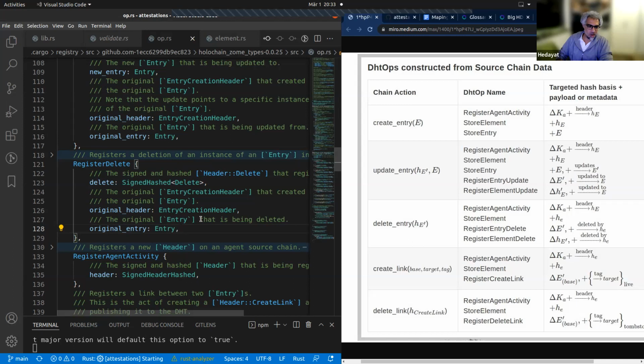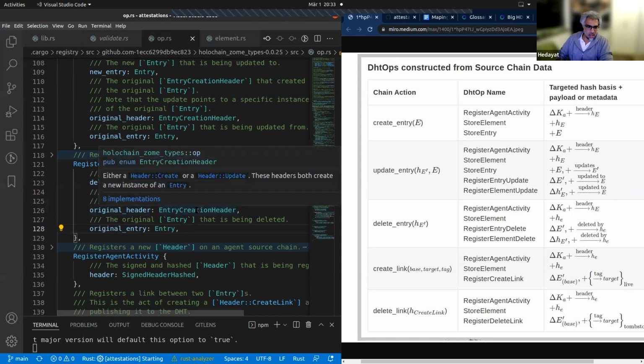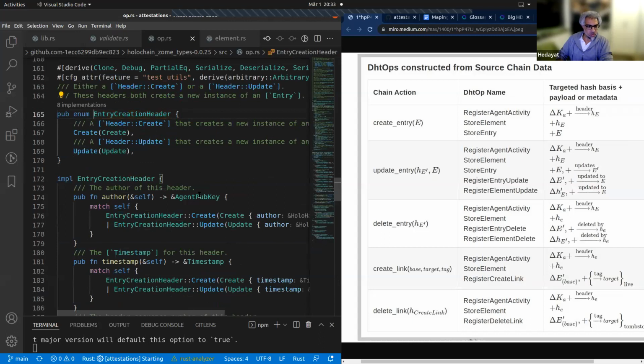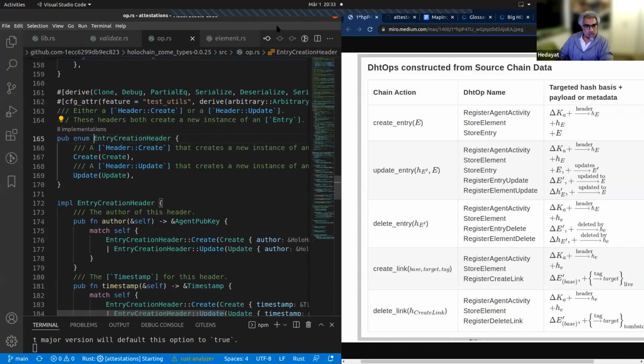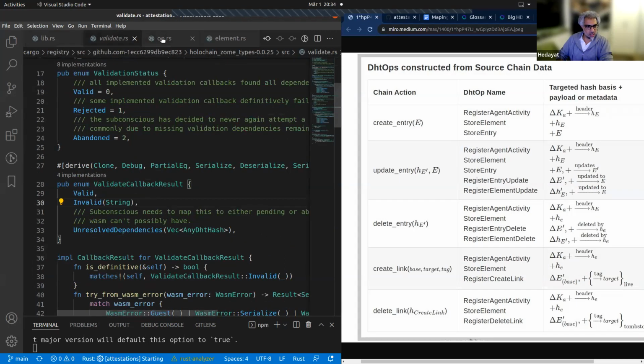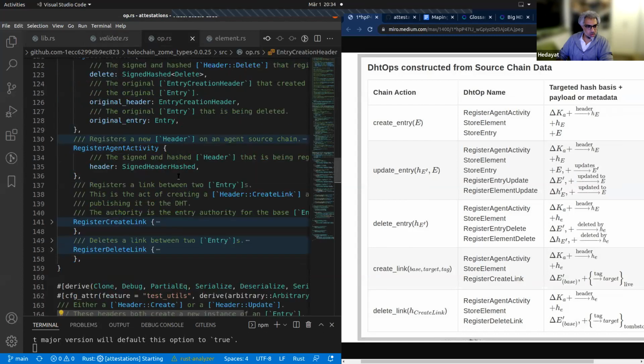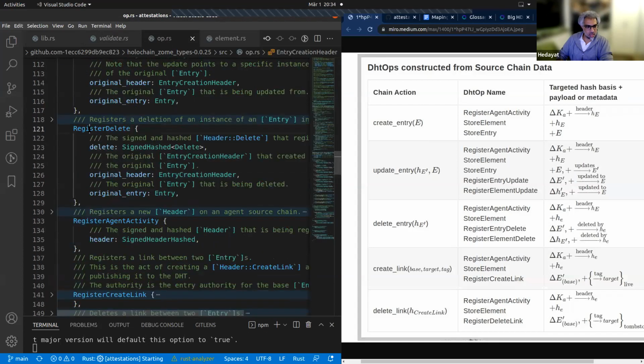So let me make it big. So let's review what we saw for the validate. Now I need to go back here. So in the register delete, it means if we delete an entry, we know what the header is. It is the original header.